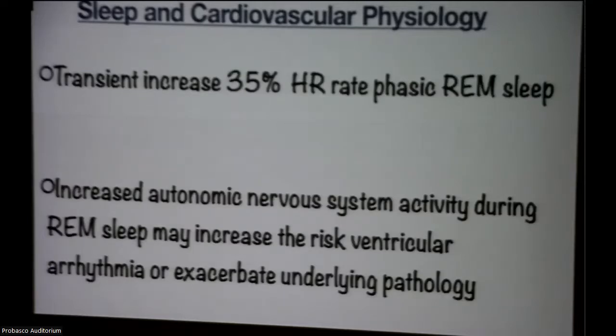There is a transient increase of 35% in heart rate when we go into phasic REM sleep, also showing how REM sleep is a more active state of sleep. It's what we call paradoxical sleep. We have an increased autonomic nervous system activity during REM sleep that could lead to ventricular arrhythmias if disrupted.